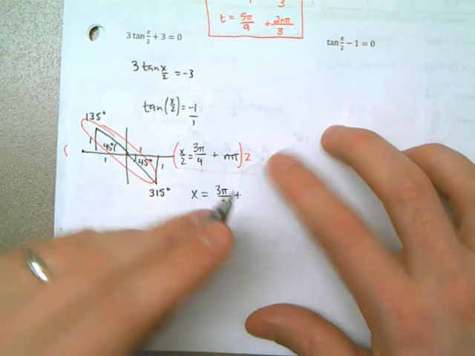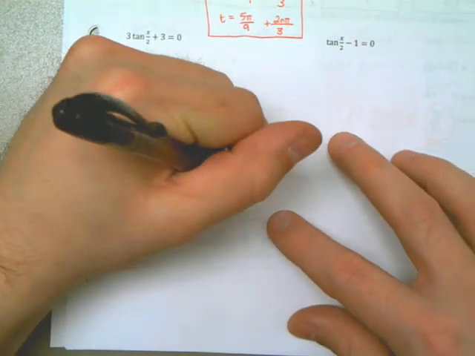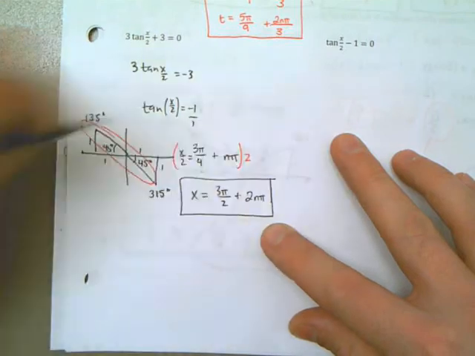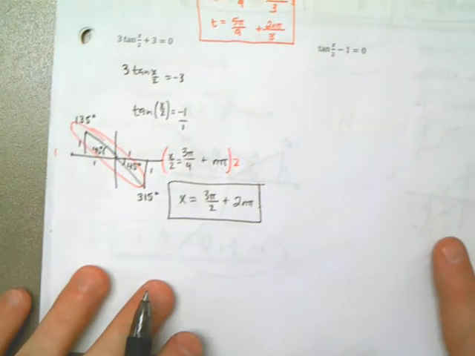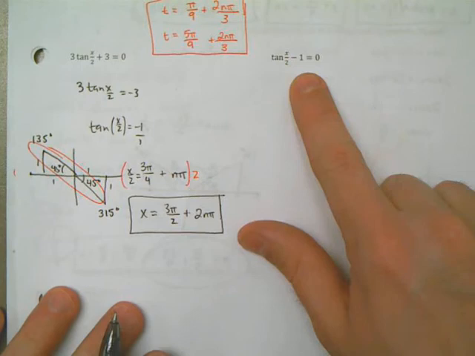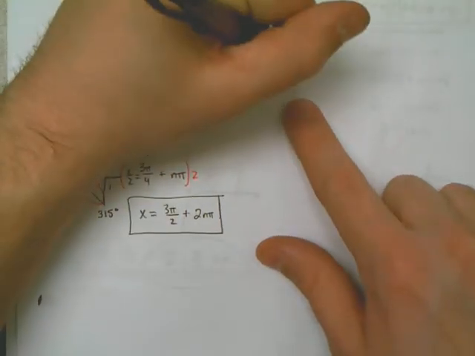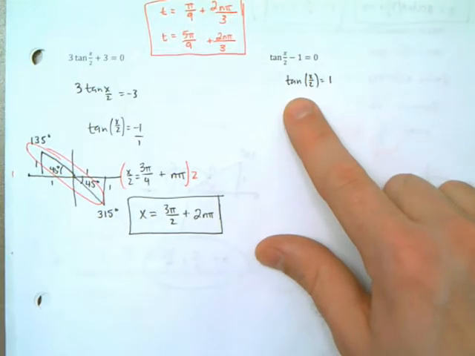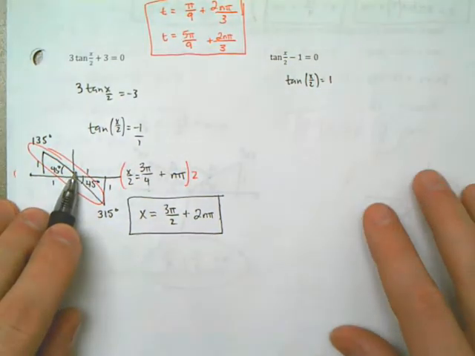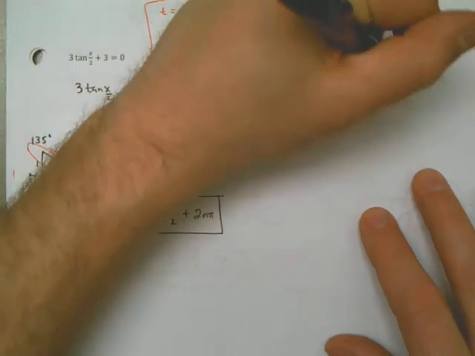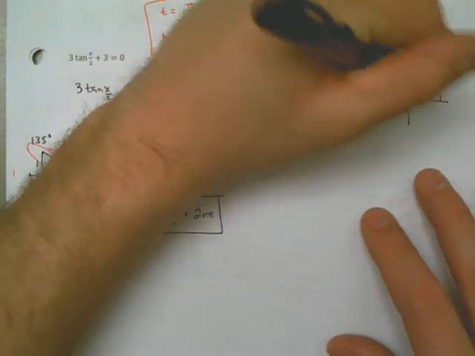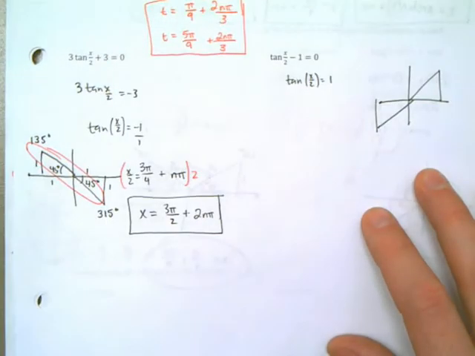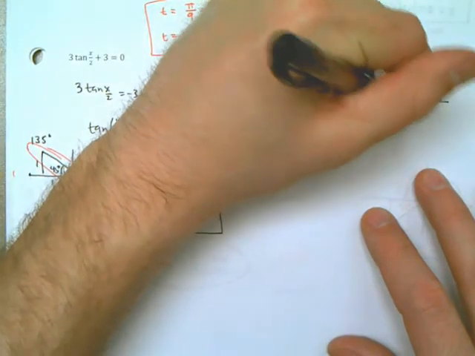Okay, let's go do the second problem. First step, get the tangent by itself. So tangent of x over 2 is equal now to +1. That means we're going to have the same thing, by the way. You notice this, except the other two quadrants. It's going to be 45 degrees, but it's now going to be in the first and third quadrants. So I have 45 up here, and I have 45 down here. That is to say, I have 45 degrees here, and I have 225 down in the third quadrant.